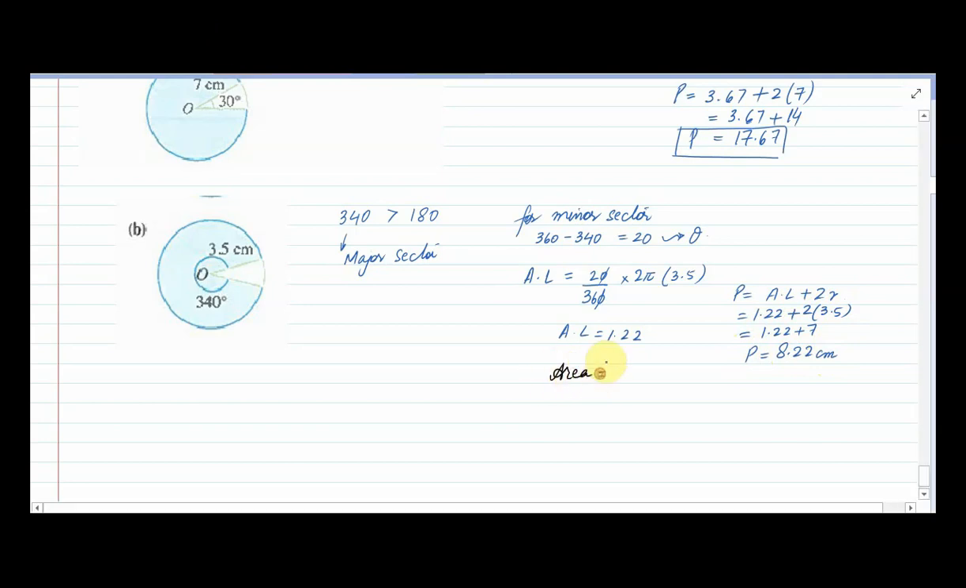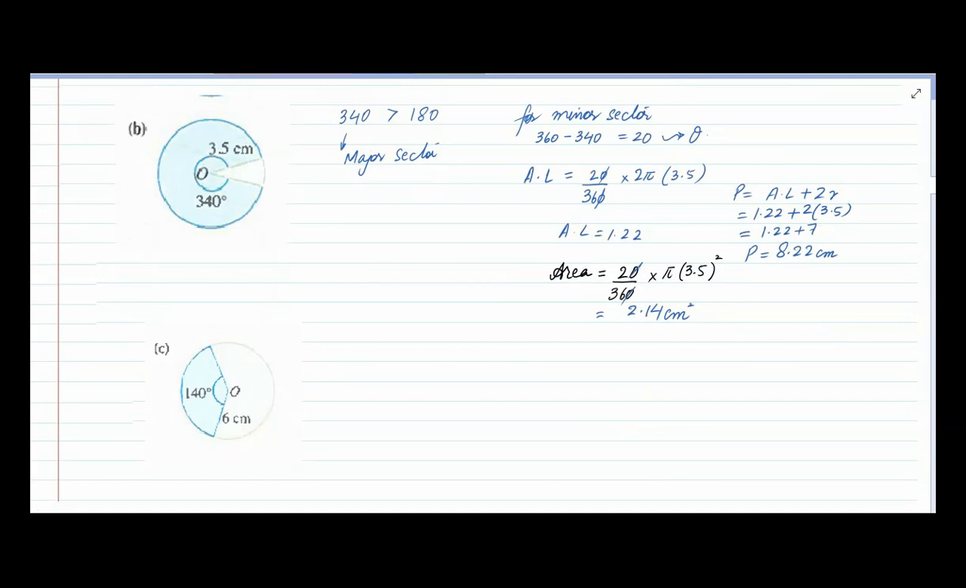Now area is, angle was 20 divided by 360 multiplied by pi r square, right? So the zeros cancel, so it will be 2 multiplied by 3.5 square multiplied by 3.142 divided by 36. So area is 2.14 centimeter square.